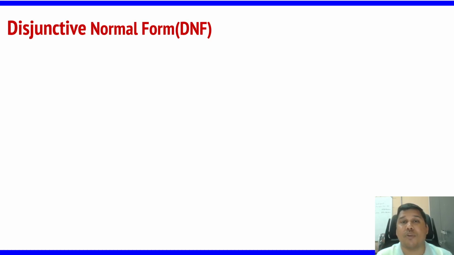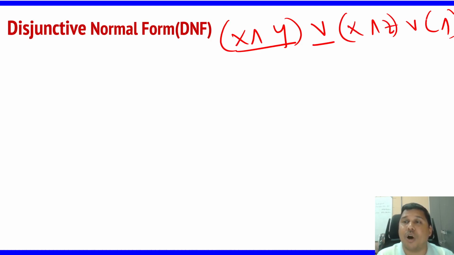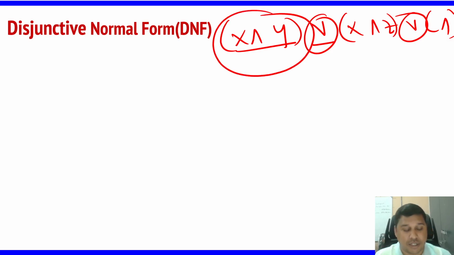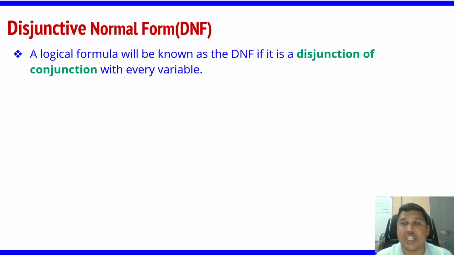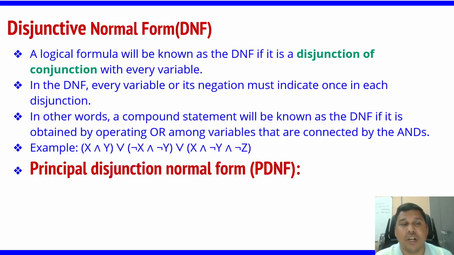Similarly, we have disjunctive normal form. We combine different statements using disjunctions, and inside there can be conjunctions like X and Y, or X and Z. So the connectivity I am doing is using disjunction, and the statements inside are conjunctions. Disjunction of conjunctions. See the example: X and Y or negation X and negation Y or X and negation Y and negation Z, right? So we have multiple statements. Again, this is DNF. What is PDNF?